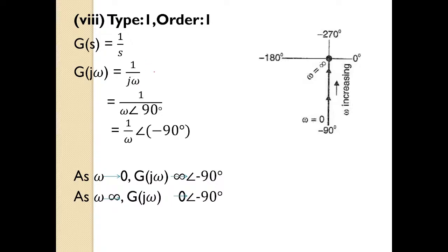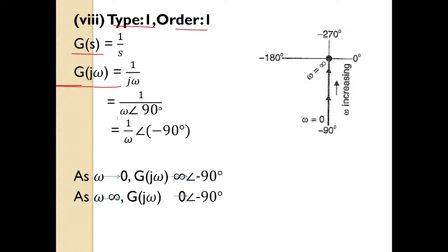Okay, now let us see a few more sketches of polar plot. Type 1, order 1. So if g of s is 1 by s, what is the order of the system? 1. Type also 1. Now what is g of j omega? Just replace s by j omega. You will get g of j omega equal to 1 by j omega.